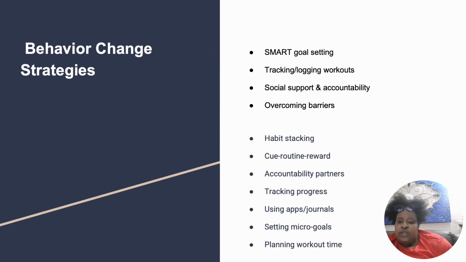To improve endurance long term, you need behavior strategies such as SMART goals, tracking your workouts, seeking social support, overcoming barriers, habit stacking, accountability partners, small micro goals, and scheduling workouts. These strategies can reinforce consistent habits along the way.